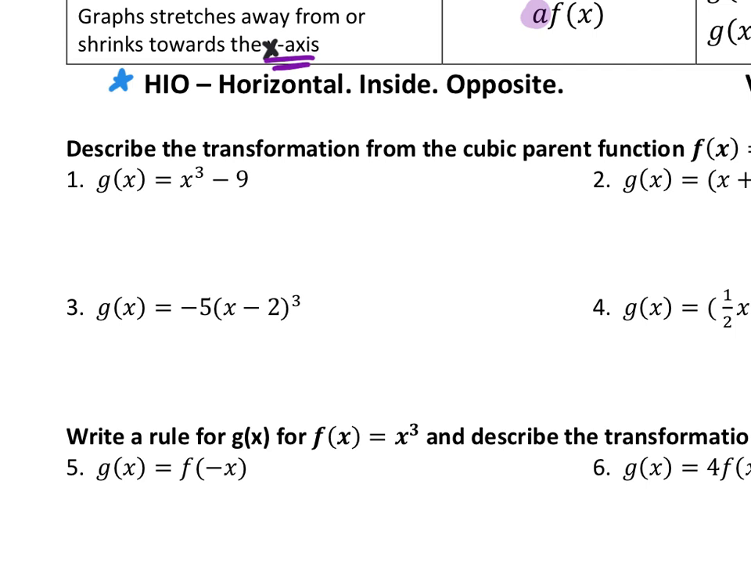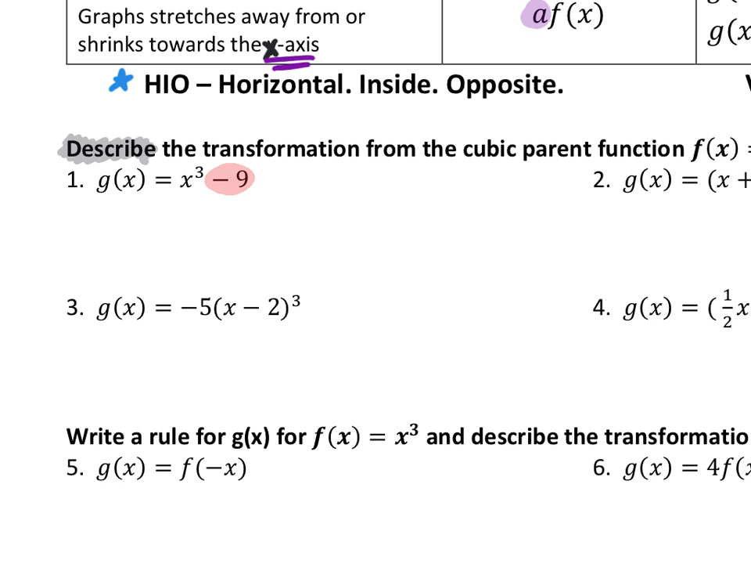So our first question right here says to describe the transformation from the cubic parent function f of x equal to x cubed. This word describe means I'm going to be using words. So we're going to be writing words down for what's happening. All that it takes is for you to identify where the number is in the equation and look at your table for what it's called. So look in your table. If you have a number added or subtracted at the back, what is that called?